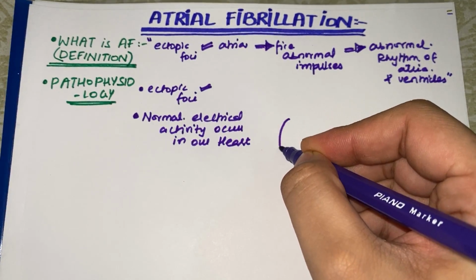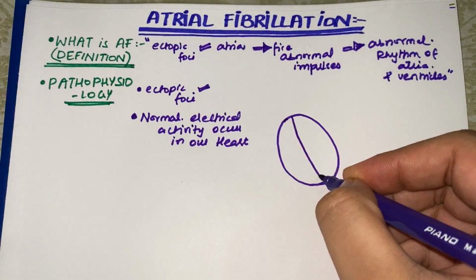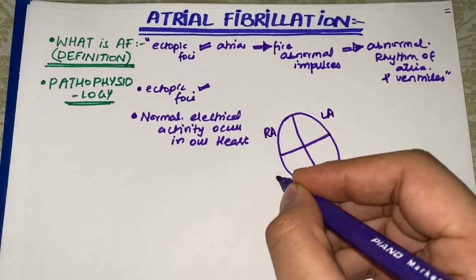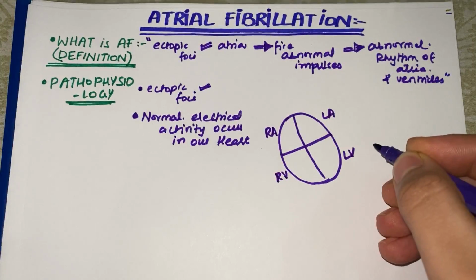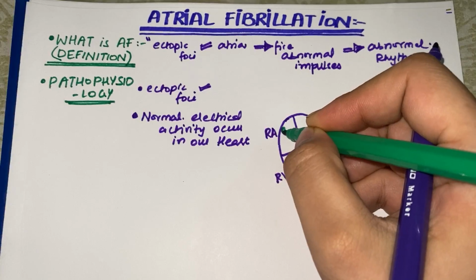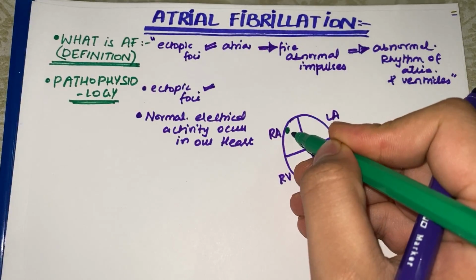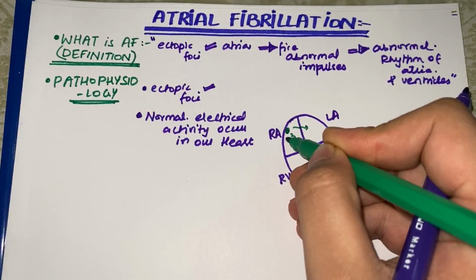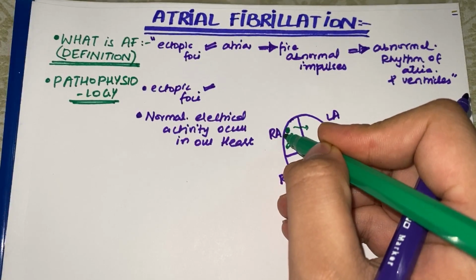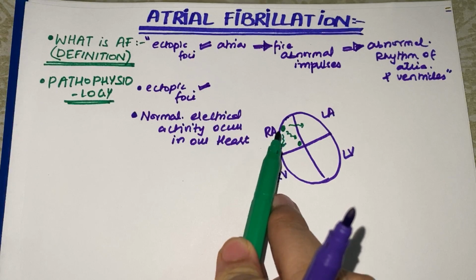So imagine this is our whole heart divided into four parts. As we know, this is the right atrium, left atrium, right ventricle, and the left ventricle. Now, in the right atrium, if I make it in green, this is the SA node, here is the AV node. So impulses originate from this SA node. Okay, so the SA node is basically the pacemaker of our heart.